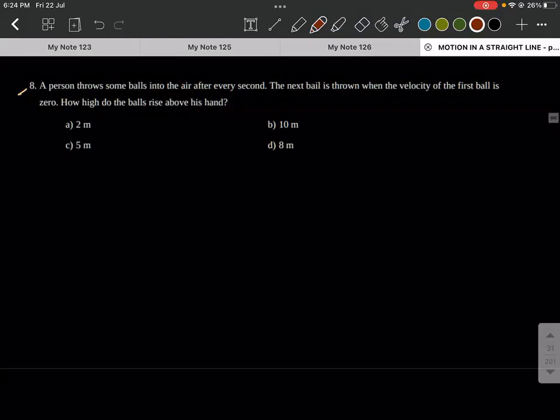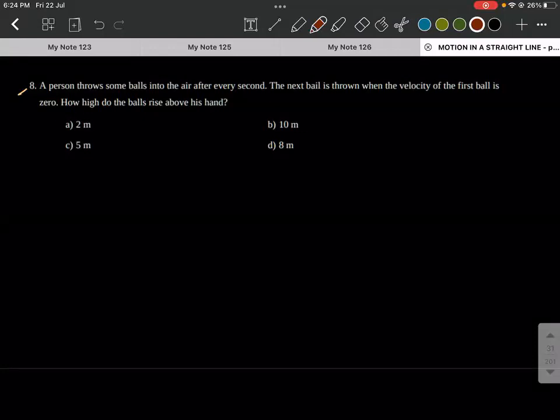Eighth one. A person throws some balls into the air after every second. The next ball is thrown when the velocity of the first ball is 0. How high does the ball raise above his hand? So a person throws some balls into the air every second. The next ball is thrown when the velocity of the first ball is 0. When will the velocity of first ball be 0?